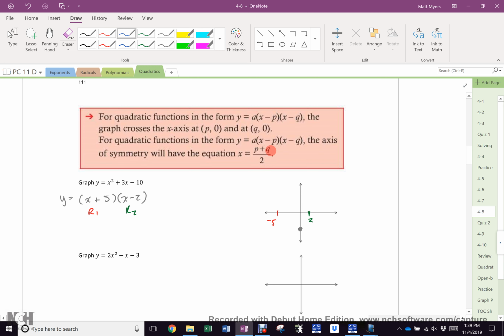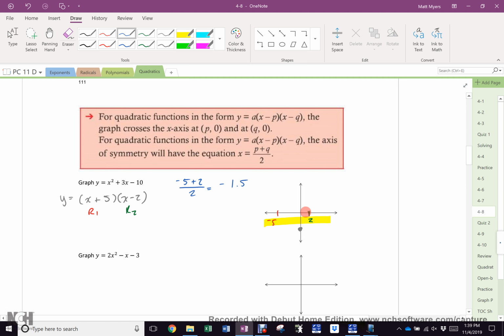It says to use P plus Q, right? Okay, so P plus Q are right there. Are these the numbers I should use? Or are these the numbers I should use? It's the actual roots, right? So what am I really going to write there? Negative 5 plus 2 over 2, which is negative 1.5. Now, does that make more sense?